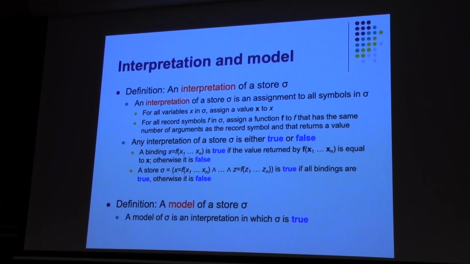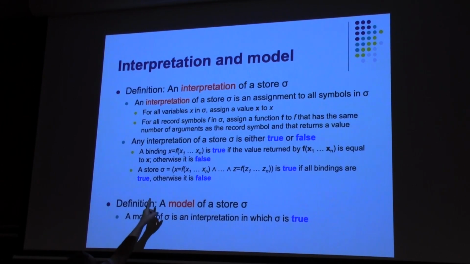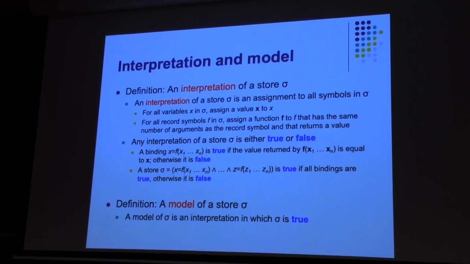Okay? And if I take a store, which is a combination of those, it's true if all the bindings are true. Otherwise, it's false. So you see, if I interpret the store, I'm actually giving values to the variables. And with those values, the store could be true or false. It's kind of representing a logical formula. See that? How stores can represent some kind of logical formula.